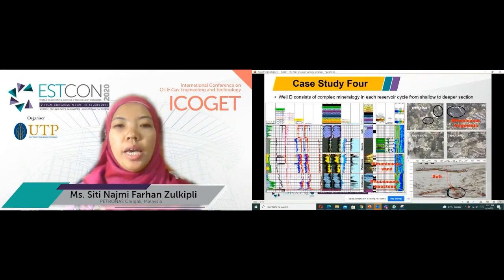Case study number 4 again involves well D, which is drilled through a very complex formation layer, which comprises the salt, the shale, the marly limestone, and also the bituminous sand. Based on the seismic data over here, throughout the salt interval, the seismic response or signal is very weak. And based on the cuttings description for the well, it is also observed that bituminous fragments are present in between the sand grains.